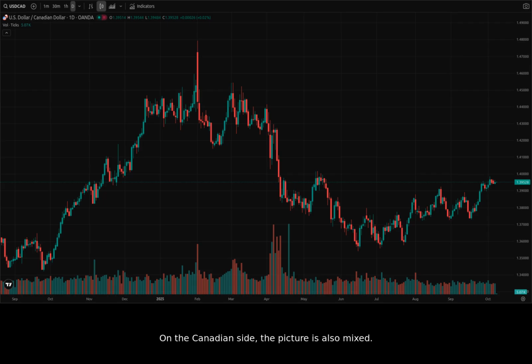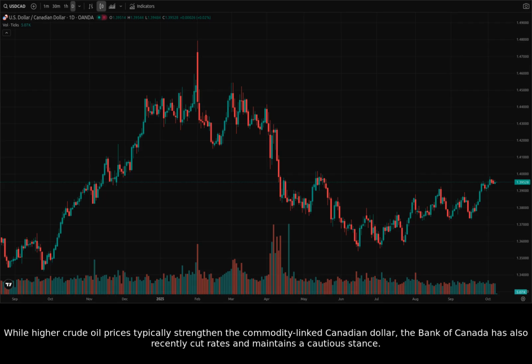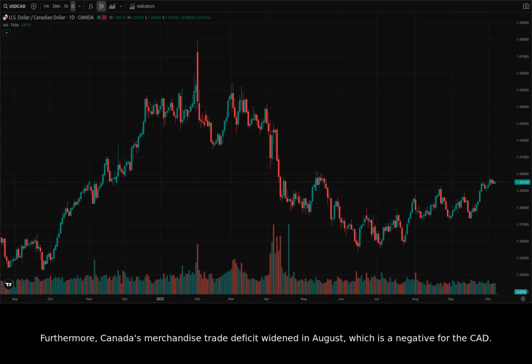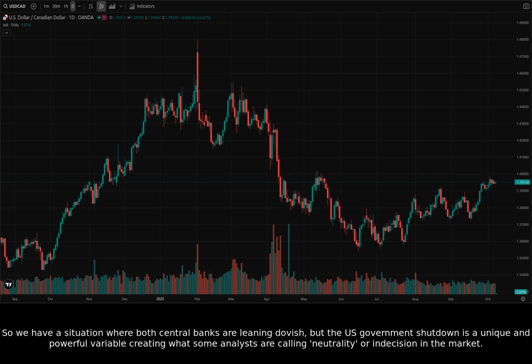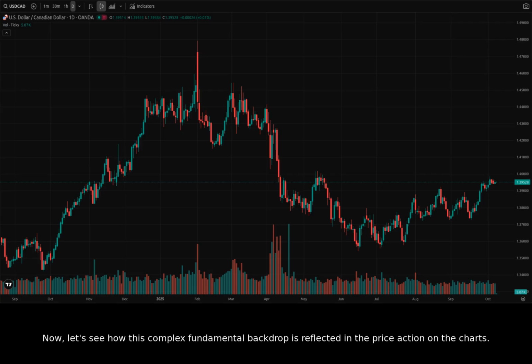On the Canadian side, the picture is also mixed. While higher crude oil prices typically strengthen the commodity-linked Canadian dollar, the Bank of Canada has also recently cut rates and maintains a cautious stance. Furthermore, Canada's merchandise trade deficit widened in August, which is a negative for the CAD. So we have a situation where both central banks are leaning dovish, but the U.S. government shutdown is a unique and powerful variable creating what some analysts are calling neutrality or indecision in the market. Now, let's see how this complex fundamental backdrop is reflected in the price action on the charts.